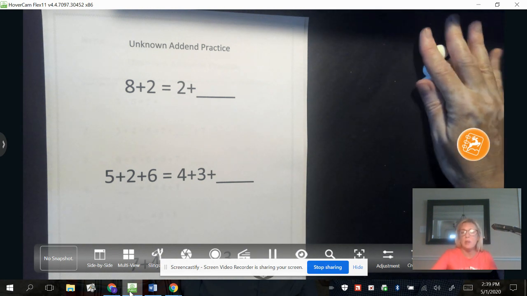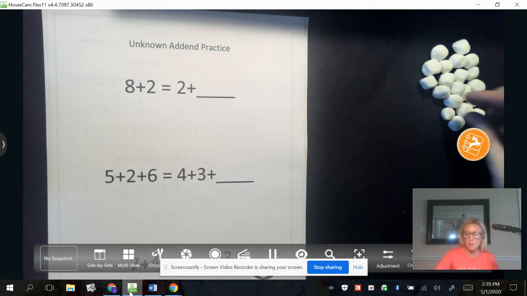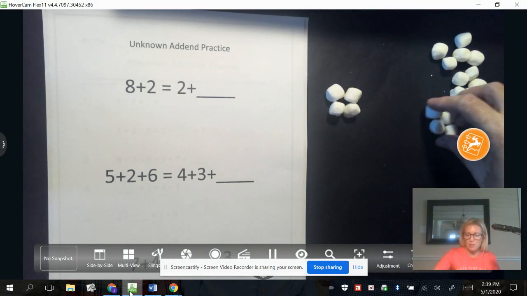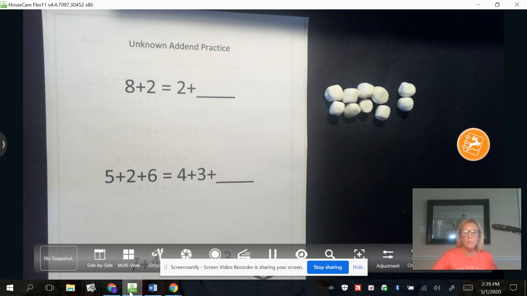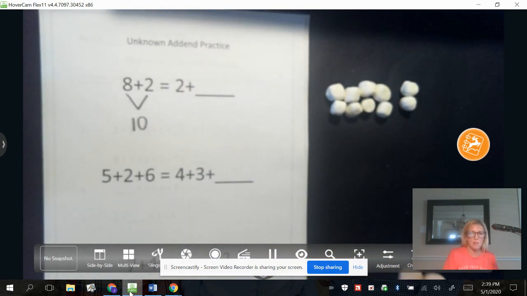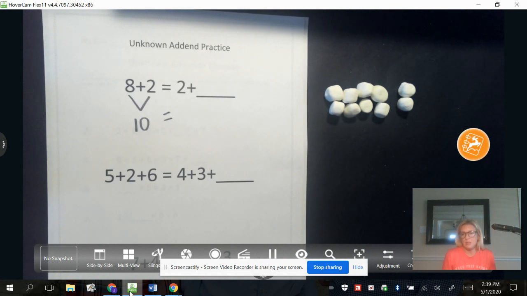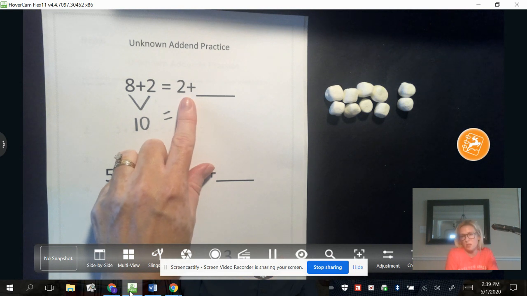So very, very important that you have things that you can count for this lesson. So I'm going to go ahead and build 8 plus 2. So here is 8, and then here is 2. I'll move those out of the way. All right, so 8 plus 2, and I can hear some of you now, 8 plus 2 is 10. That's right. So I'm going to do this little caret here and just record that 8 plus 2 equals 10. Okay, so what we know about the equal sign is that it means same. Equals means same. So what we're saying here is 10 is equal to 2, and we know that that's not true. And so we have to fix that by finding this missing piece.